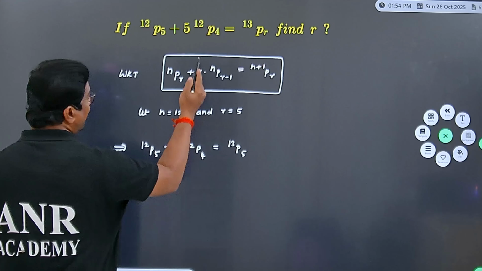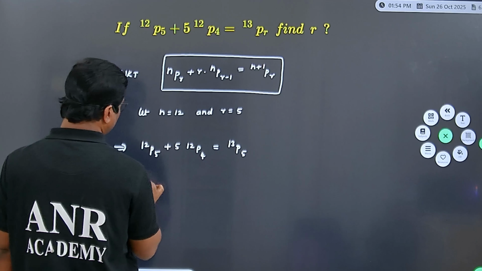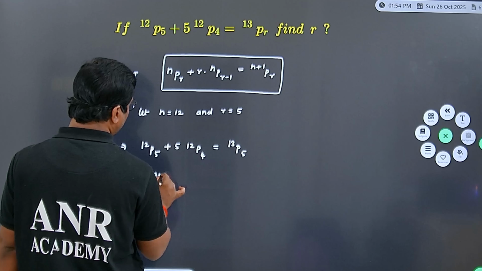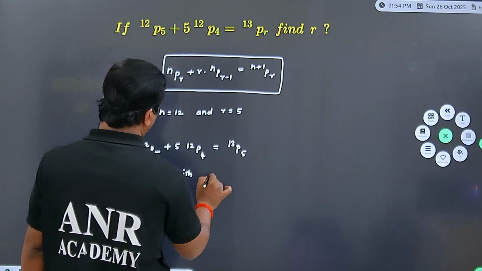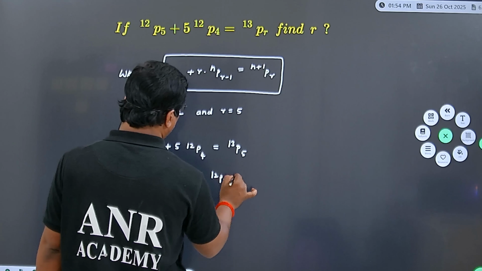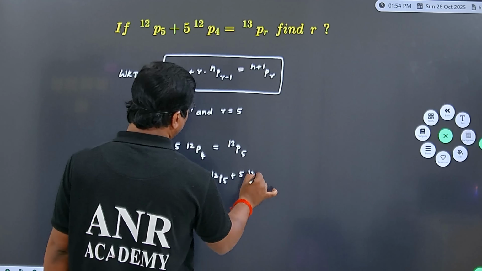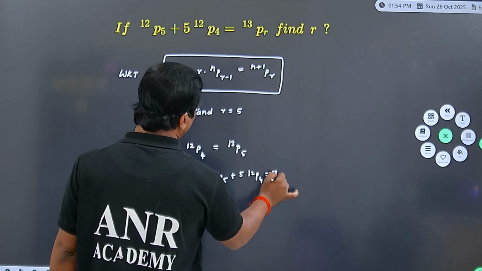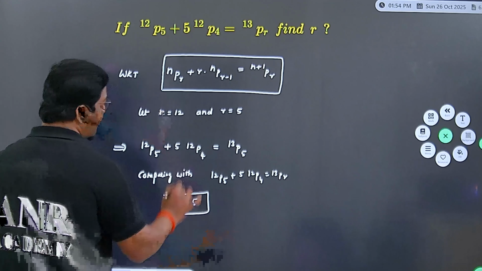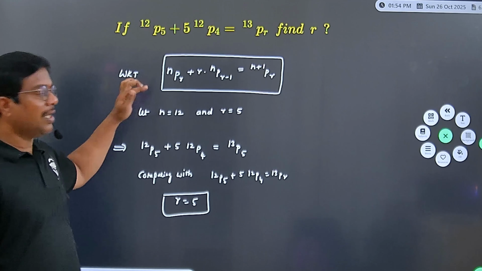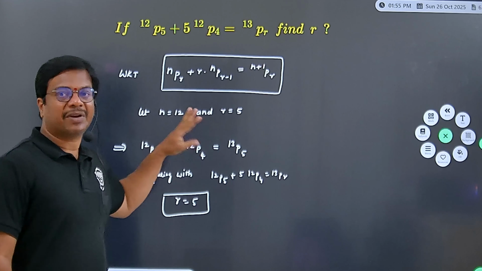Therefore, comparing with the given one, 12P5 plus 5 times of 12P4 equal to 13Pr, the r value becomes 5. You just have to remember this property. Using this property we can find the value of r.